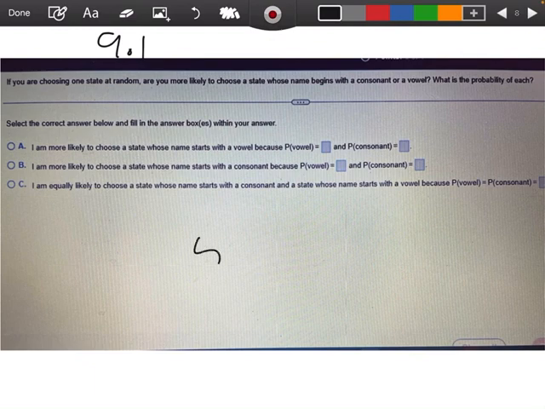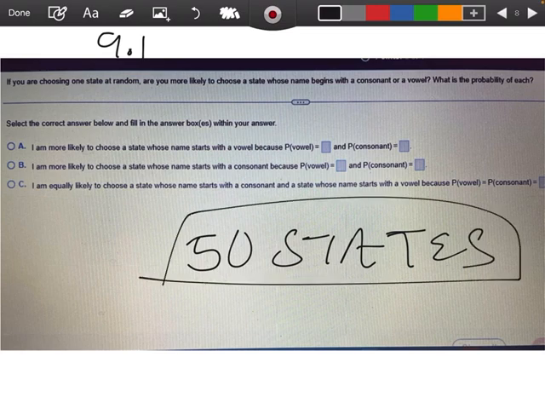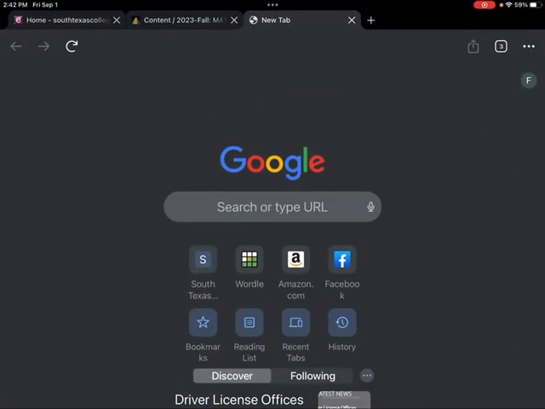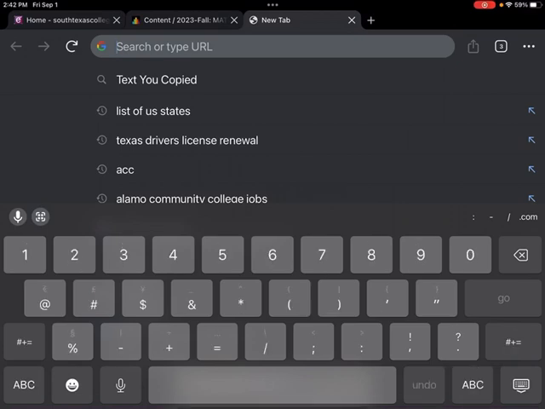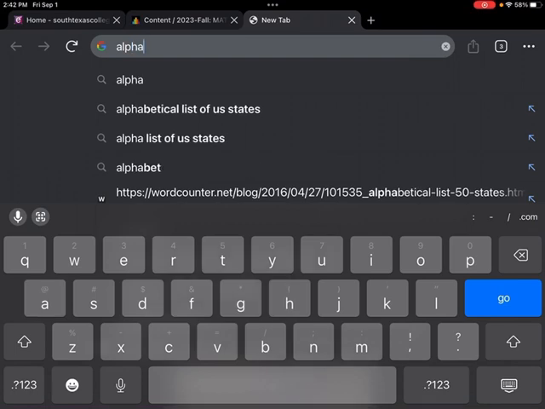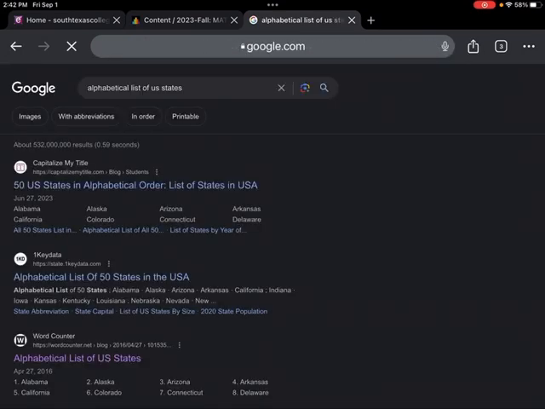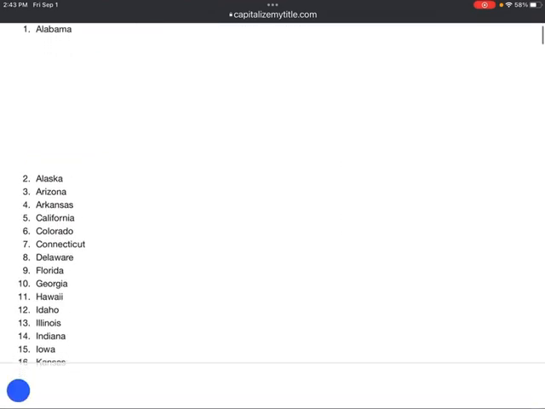Okay, so look, y'all. I am not a history or geography teacher, but I do know that we've got 50 states, right? So when I was thinking about this problem, this is honestly what I did. I'm going to show you exactly my steps. I went to Google and typed in alphabetical list of the U.S. states. I'm going to click on this one right here, because it is going to give them to me in alphabetical order.